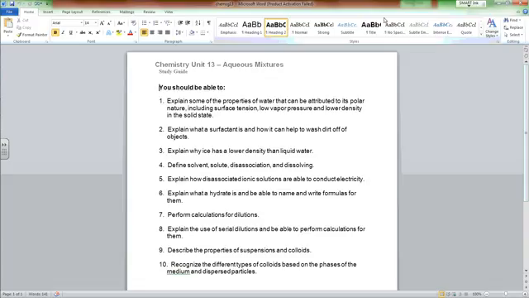So, looking at the study guide, the first part says you should be able to explain some of the properties of water that can be attributed to its polar nature. The things we've talked about before. So, surface tension. Remember, the water molecules are attracted to each other because they have positive and negative ends. Low vapor pressure, meaning basically it's hard to get water into a gas because they don't want to leave each other because of those polar hydrogen bonds that form in between them.